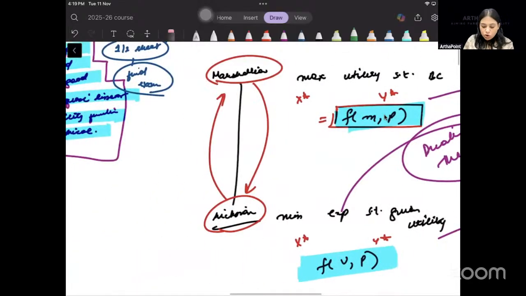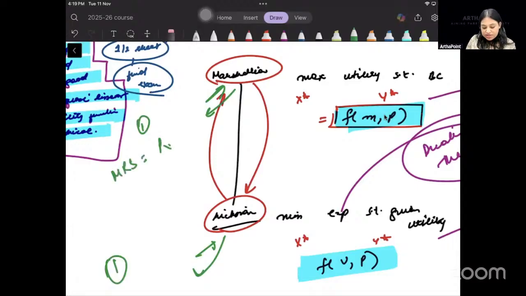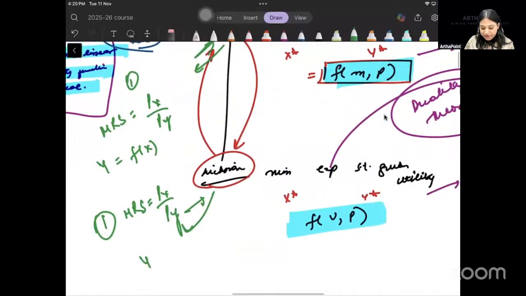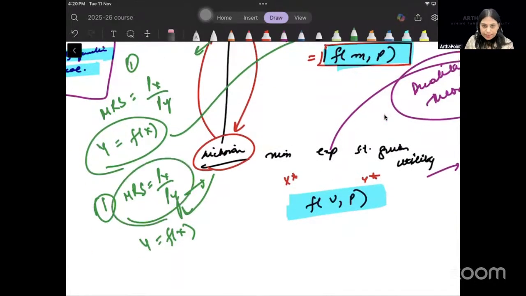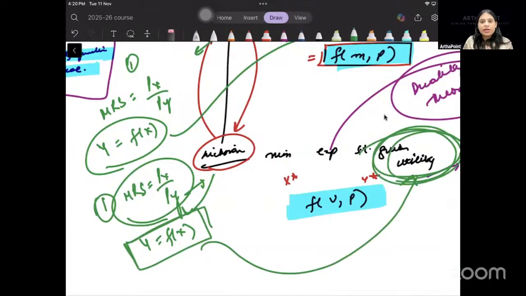So if I have to solve Marshallian or Hicksian, whether I have to find Marshallian or Hicksian, step 1 is the same. I have to equate MRS to PX by PY. Here also MRS to PX by PY. But what will differ? Once I find Y in terms of X, here this equation will go in the constraint, meaning we will plug it into the budget line. And here, when I equate MRS to PX by PY and find Y in terms of X, it will go in the constraint, meaning we will plug it into the utility.